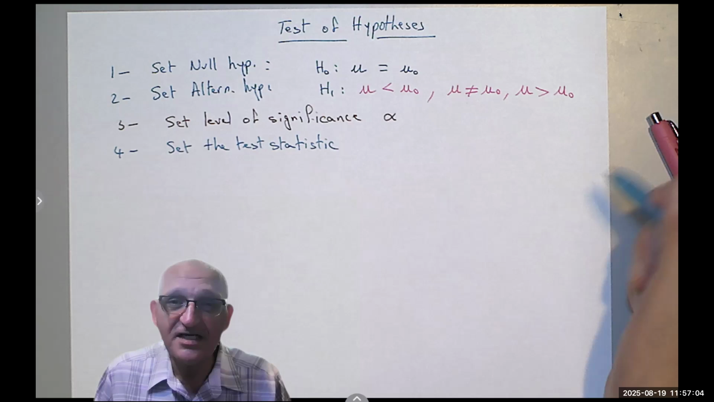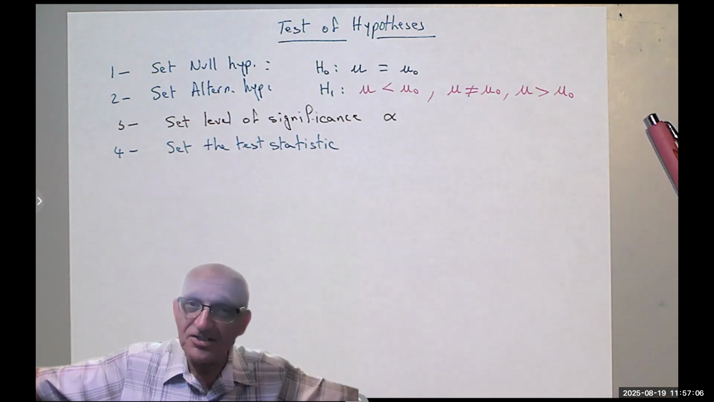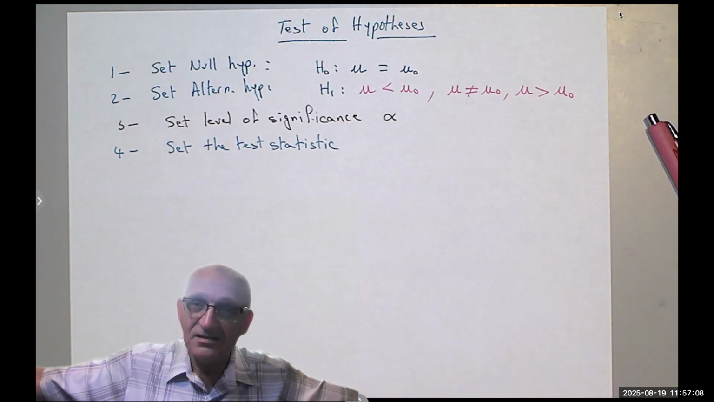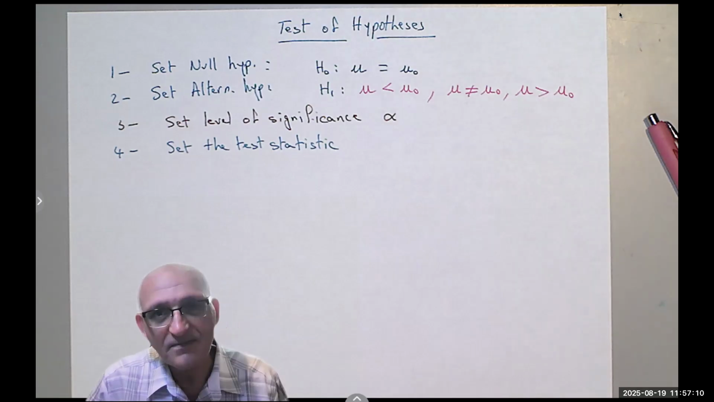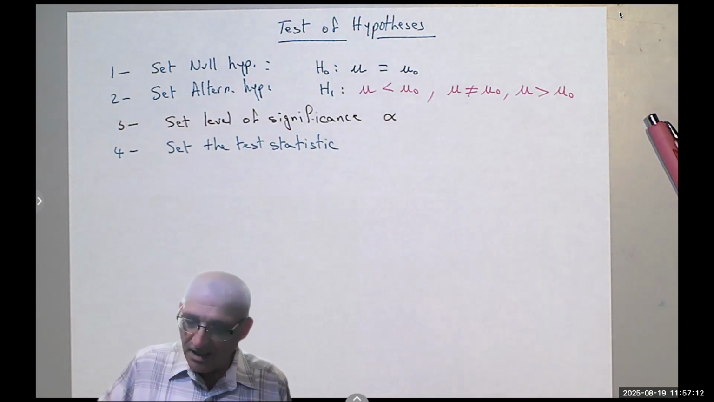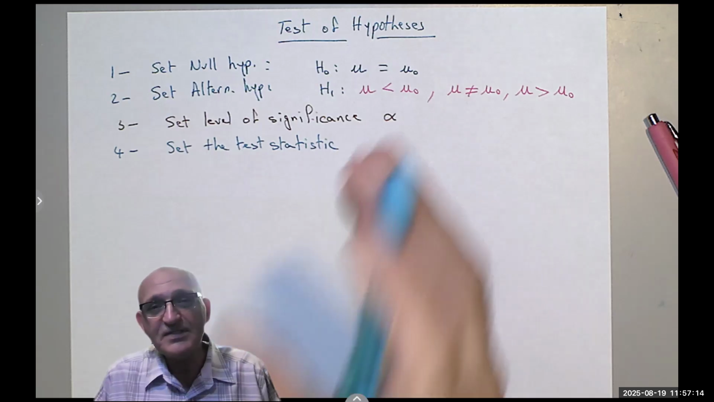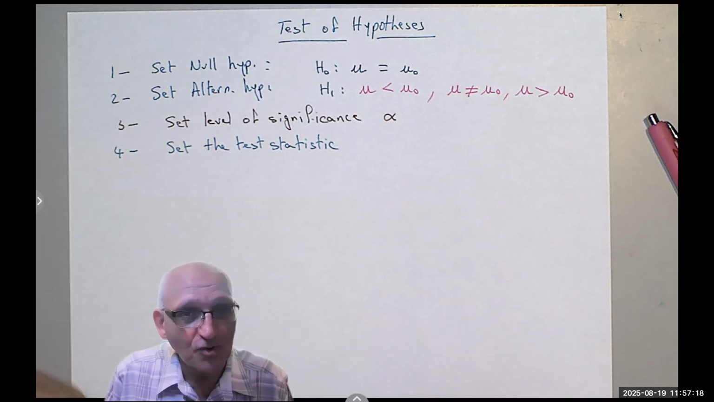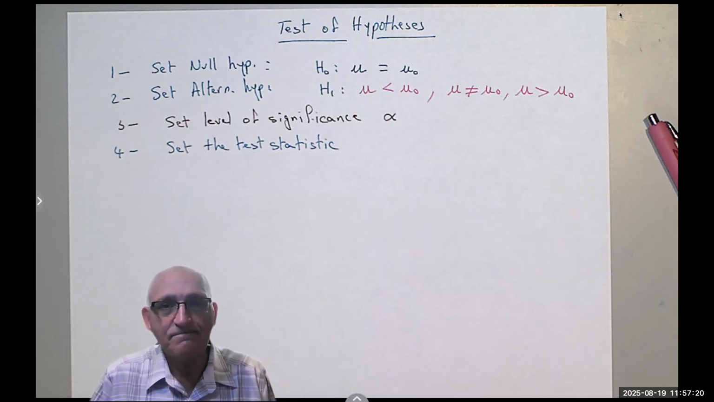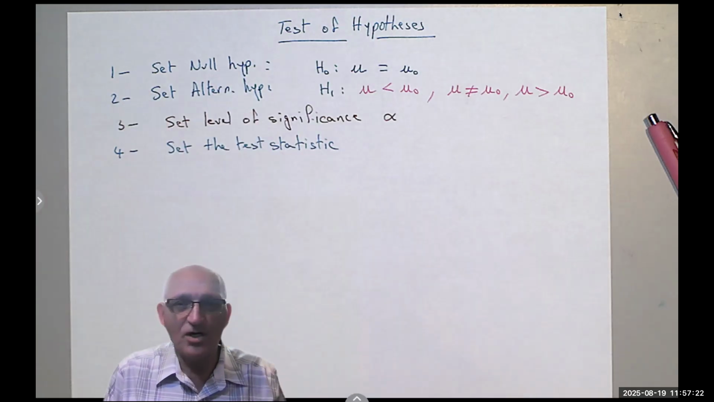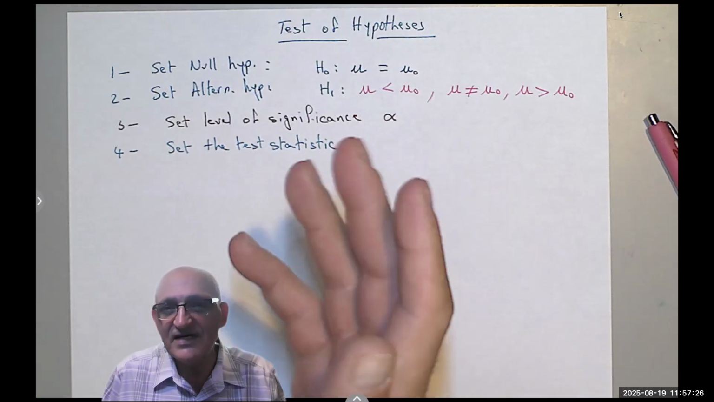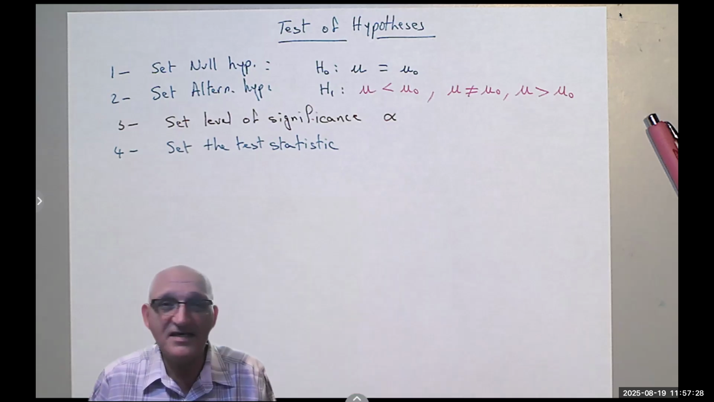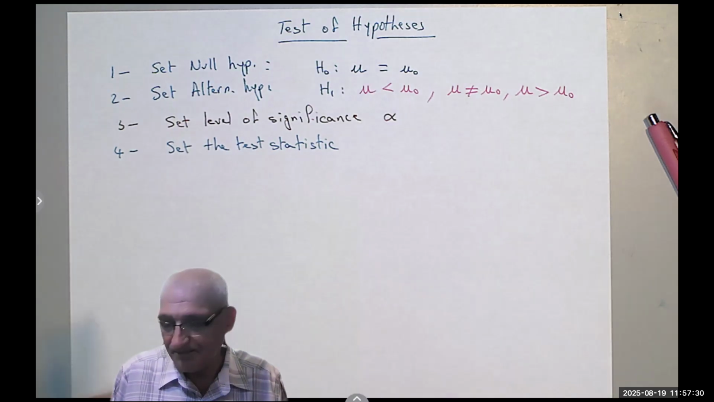If we don't know sigma, but the sample size is large, we still can use the z. If we don't know sigma and the sample size is not large, but we know that the distribution is normal, we use the t. In these sessions, I will always use the t. I don't like using the z. I think it's very theoretical, right?